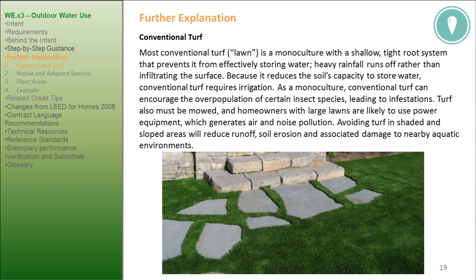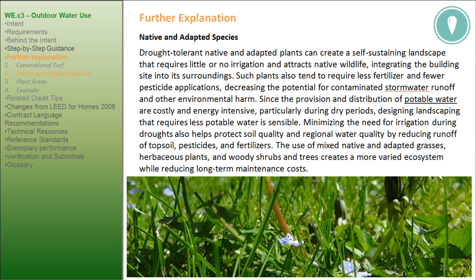Turf also must be mowed, and homeowners with large lawns are likely to use power equipment, which generates air and noise pollution. Avoiding turf in shaded and sloped areas will reduce runoff, soil erosion and associated damage to nearby aquatic environments. Native and adapted species.